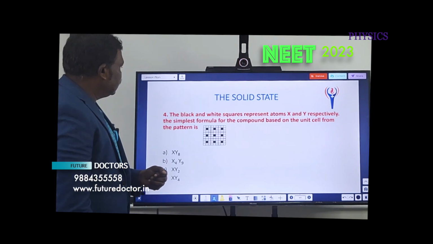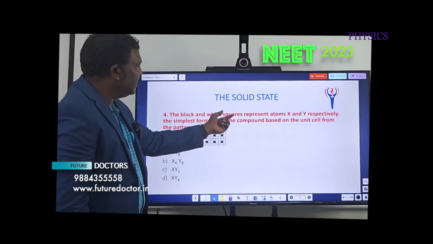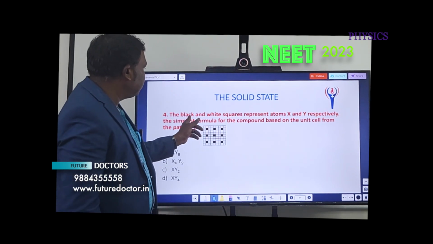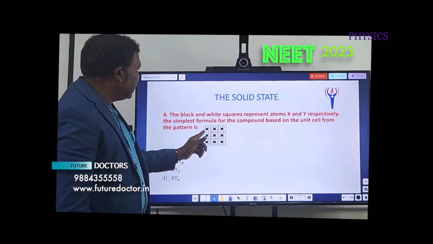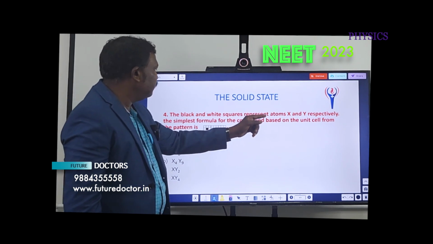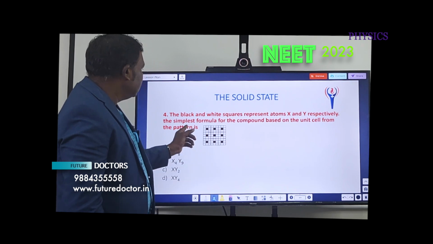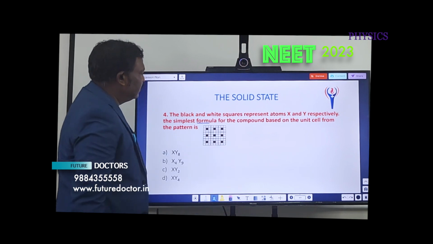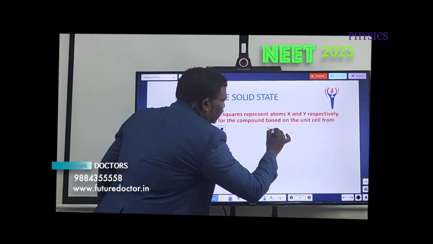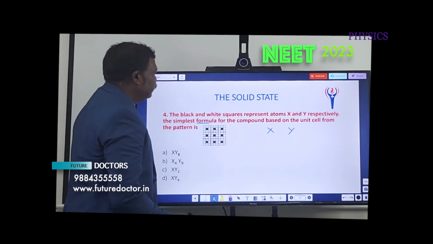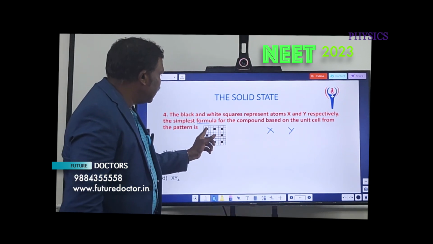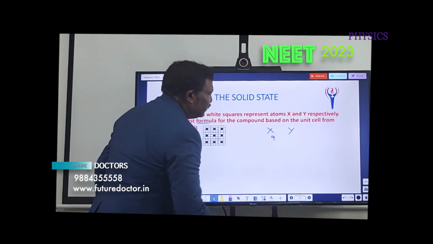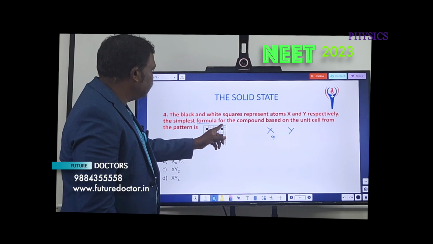Fourth one here: black and white squares represent atoms X and Y respectively. So X represents the black square. Y represents the white square. So by using this, we have to frame the formula. Suppose I simply write this is called X, this is Y. X is nothing but the black square. How many black squares do we have? We have totally 9.